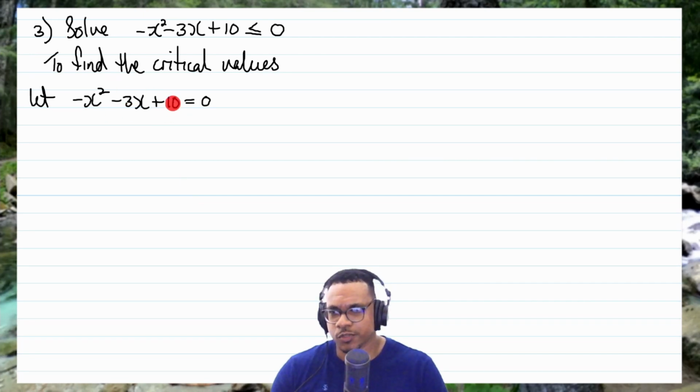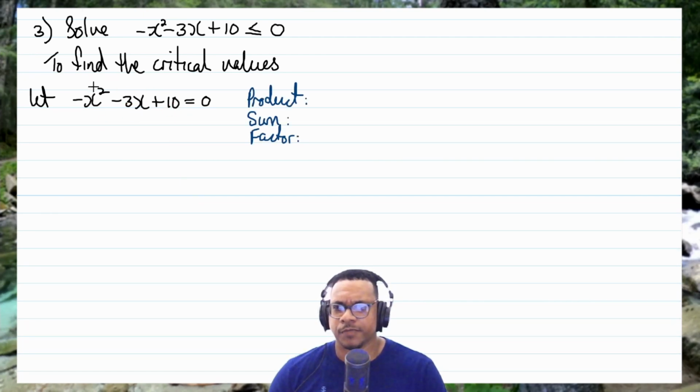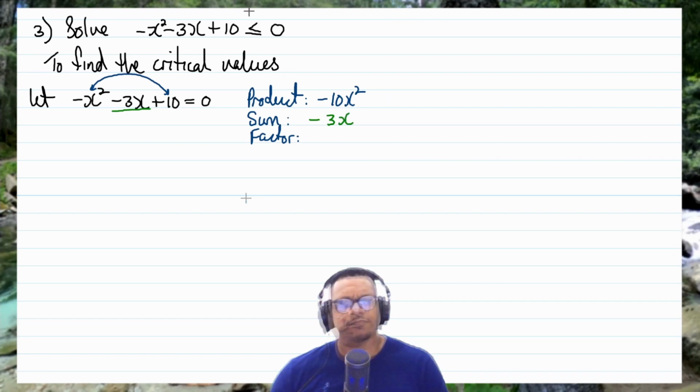So now I'll solve the quadratic equation. So I'll obtain my product by multiplying the first term by the last term. So -x squared by +10 will give -10x squared. My sum would be the middle term, which is -3x. And my factors of 10 will be 10 by 1 and 5 by 2. Now the only one of these that can give 3 will be 5 and 2. So if you want to get -3, we'll say 2 take away 5.